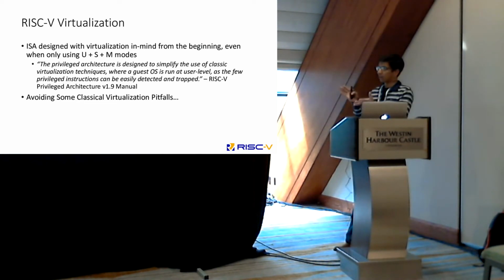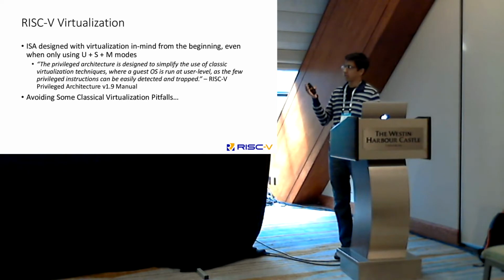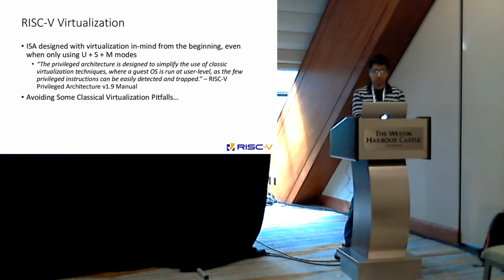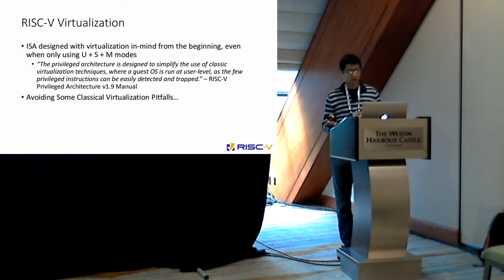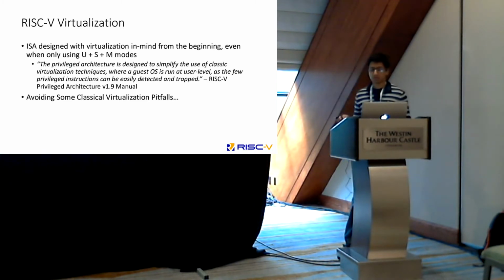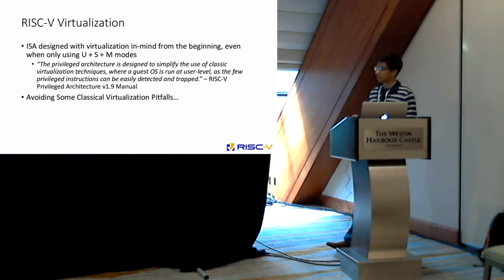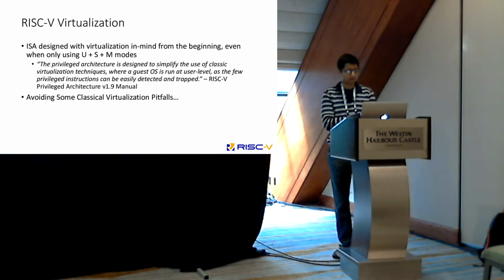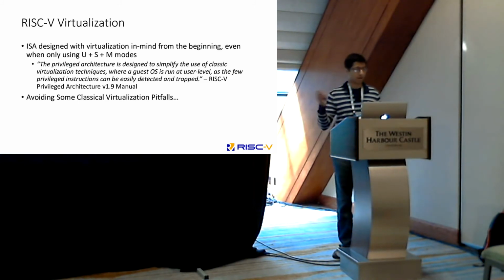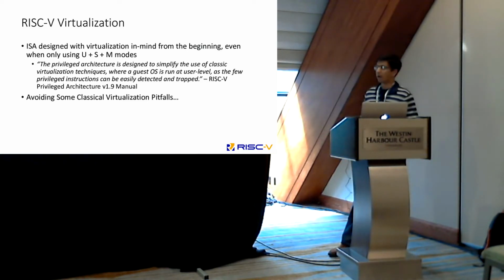This is a quote directly from the manual to show that designers are paying attention. The privilege architecture is designed to simplify the use of classic virtualization techniques, where the guest OS is run at user level, and the few privileged instructions can be easily detected and trapped. I'll talk briefly about avoiding some classical virtualization pitfalls in the context of the original VMware paper that described some of the hardships they had in adding virtualization on an operating system running on top of x86.